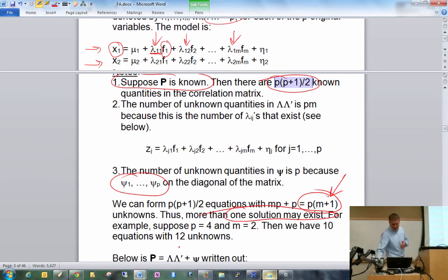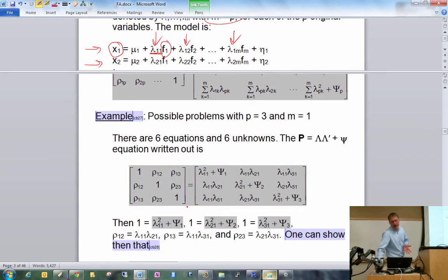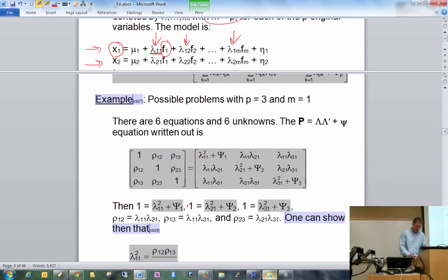Let's take a look at an example that further emphasizes the problems that can occur with a factor analysis model. This is an example where the number of unknowns matches up with the number of knowns. And this will always happen when you have one common factor. So let's say that I have p equal 3 and m equal 1. We have 6 equations, 6 unknowns. If you take p times p plus 1 divided by 2, you get 6.